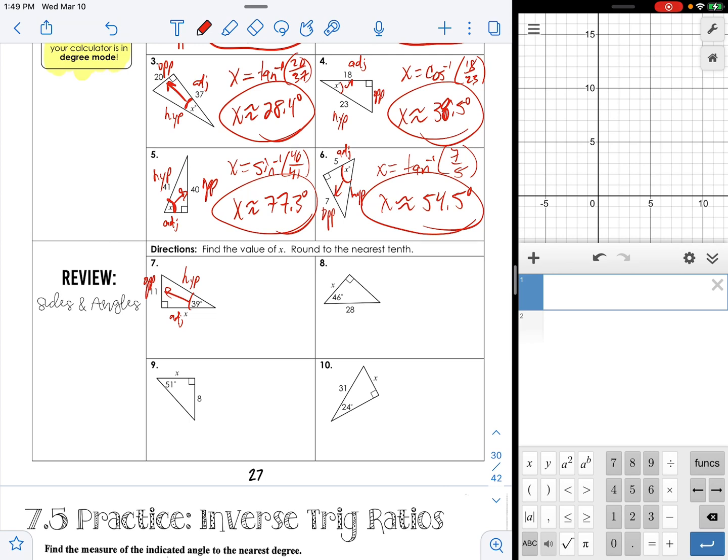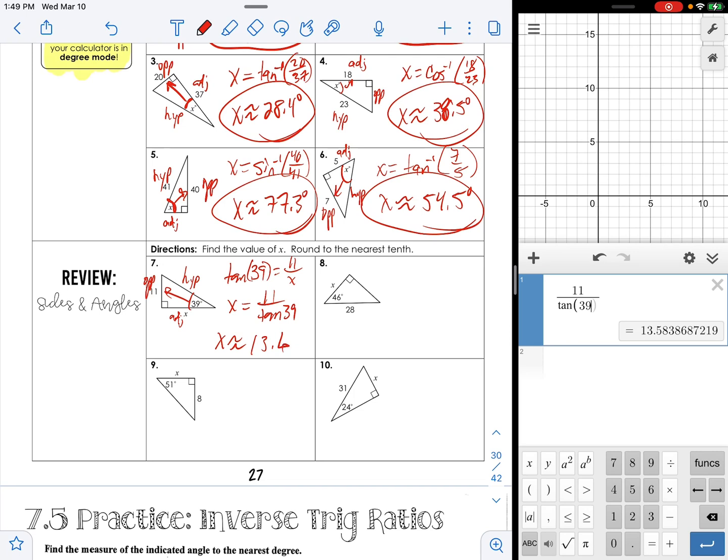So we have OA, tan, TOA. So the tangent of 39 degrees is equal to opposite 11 over x. So we're going to give it the old ratio switch and make it 11 over the tangent of 39. So 11 divided by tangent of 39. So x is approximately 13.6, whatever units they're measuring. Go ahead and give it a pause, and let's see if you can figure out the last three. Come back, let's see how you do.